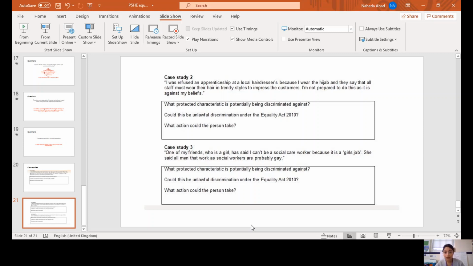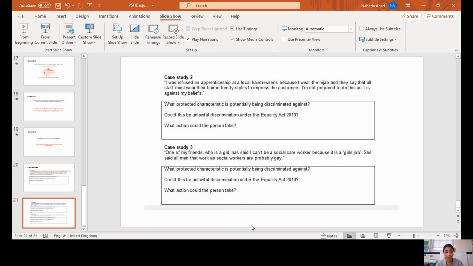Number 2, could this be unlawful discrimination against the Equality Act 2010? And yes, it is. It is going against somebody's sexual orientation. So again, this is not showing equal treatment. It's unequal treatment against somebody's sexual orientation, and that is definitely not how we should treat somebody. So yes, it is unlawful discrimination.